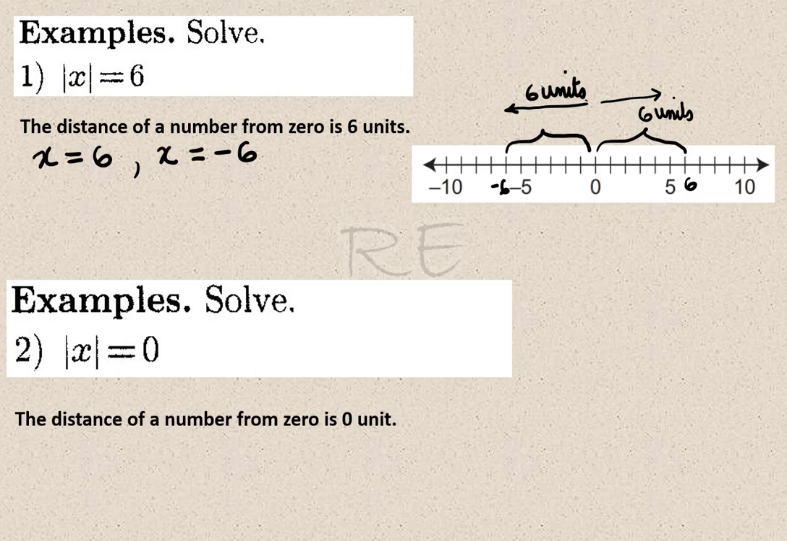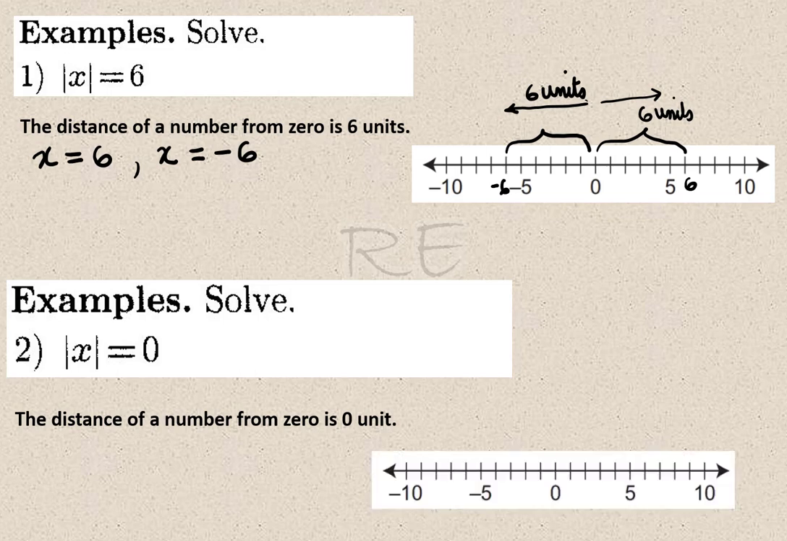The second example: the absolute value of x is equal to 0. The distance of a number from 0 is 0 units. Well, that number is unique. It's x equal to 0. 0 is at the center of the number line.